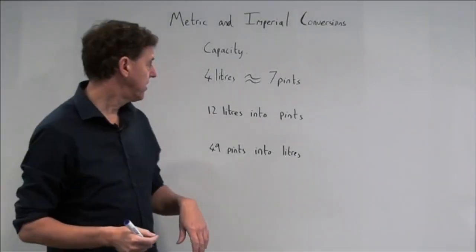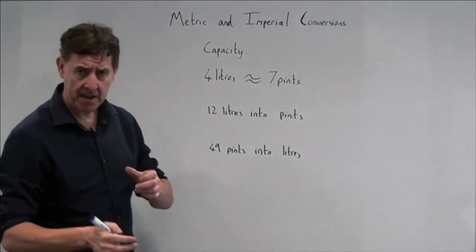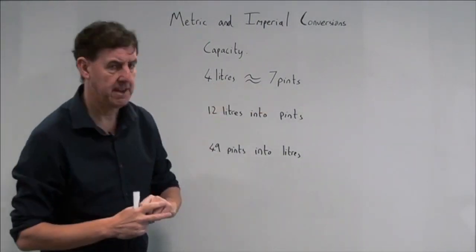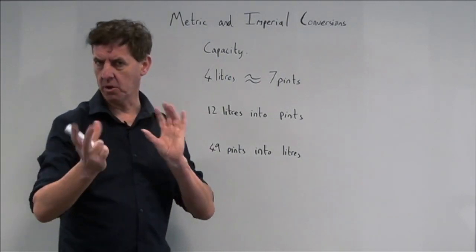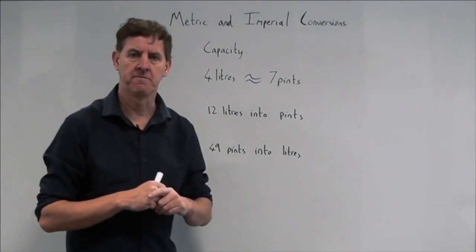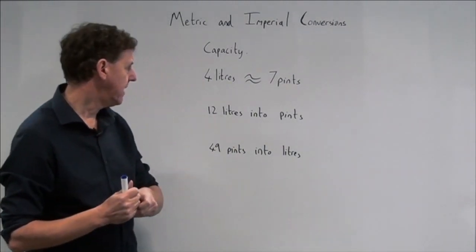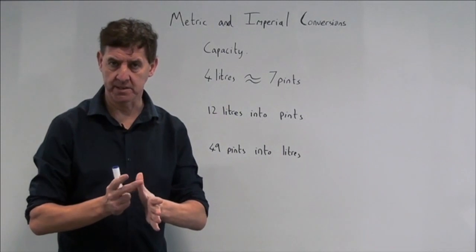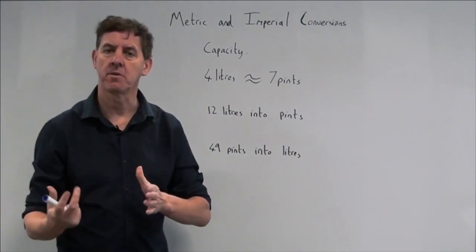So let's have a look at the conversion rate then for capacity. The main conversion rate we have is 4 litres is approximately 7 pints. We try to use whole numbers in our conversion rates. It just makes life a little bit easier. Now remember, the technique for any conversion rate is to work out what 1 is, because if you can work out what 1 is, you can then convert quite comfortably.